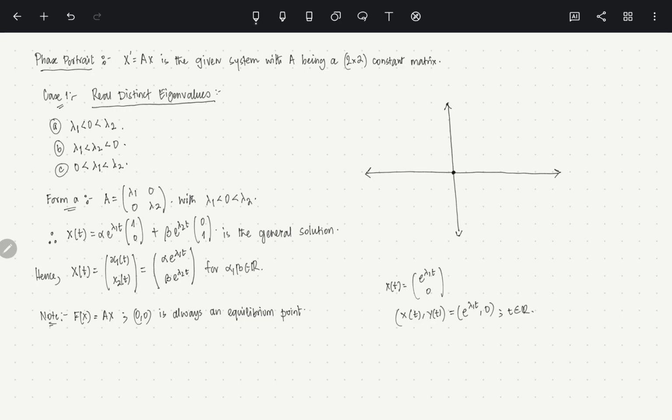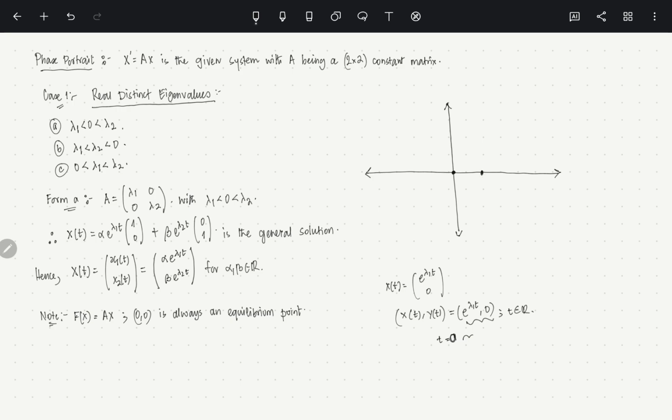Now think about it, for a fixed t, let's say t equals 1, this is just a motivation. You don't have to write all these things. This is how you start. What is e^(lambda 1 t)? It's basically a real number, right? So let's say t equals 0. This point is nothing but (1, 0). So it is somewhere here, let's say this is (1, 0).